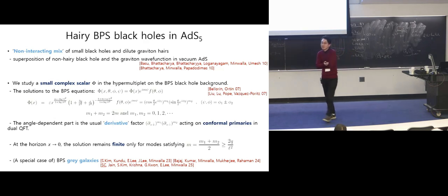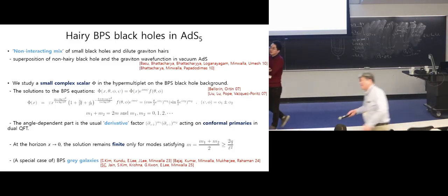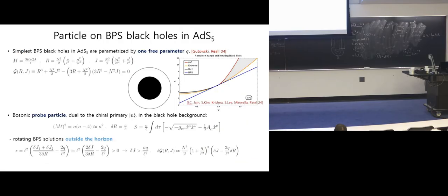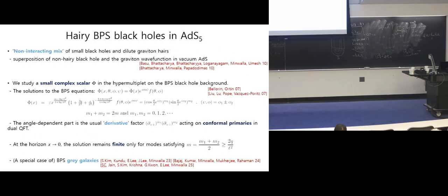Yes. Question. So you mentioned the hypermultiplet. What do you mean exactly? Sorry, hypermultiplet? There in the slide, the small complex scalar in the hypermultiplet. What is the hypermultiplet? Well, I mean, in the gravity side, you have the hypermultiplet, and we just consider the Klein-Gordon equation of this complex scalar field.